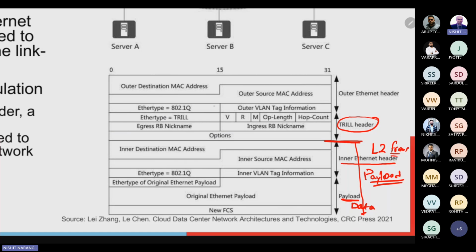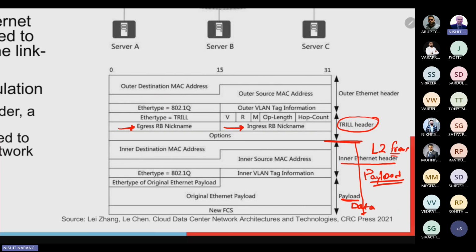Why do I need a Trill header? Because I have to put in the RB's addresses. This packet now has to be routed, not switched. It has to be routed from an outgoing RB to an incoming RB. It's like sending a packet from a source router to a destination router. So I do that by, instead of putting an IP header, putting a Trill header.